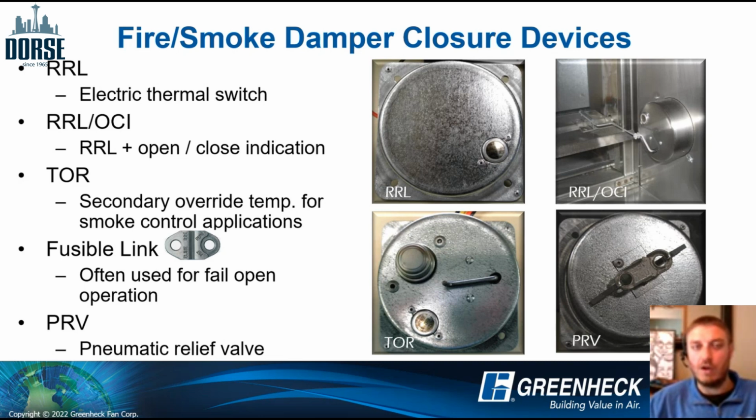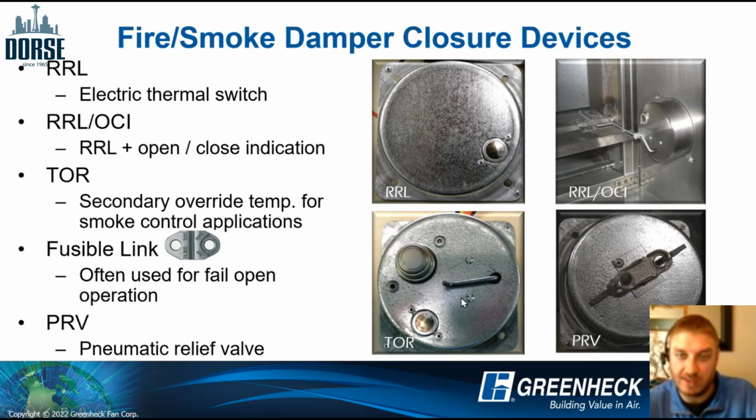The RRL/OCI is the same closure device as the RRL, so a little thermostat again, only now we have an additional on blade indicator, so an attachment to our damper blade that is connected to a little arm in that cup now, and when that arm rotates, it'll make a couple of dry contact switches at the beginning and the end of the rotation there, telling us when our damper is open or closed. So that's the OCI, open closed indicator.